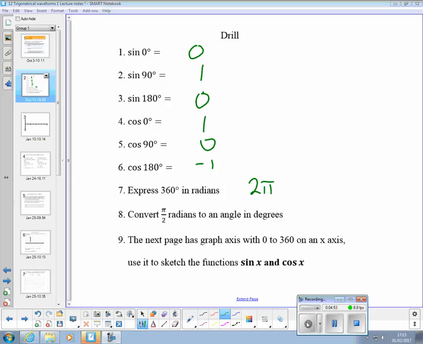Convert pi over 2 radians to an angle in degrees. What is pi over 2 radians in degrees? Who said that? What was that? I heard something. 90 degrees, yeah. The next page has a graph with 0 to 360 on an x-axis. Use it to sketch functions sine x and cosine x.